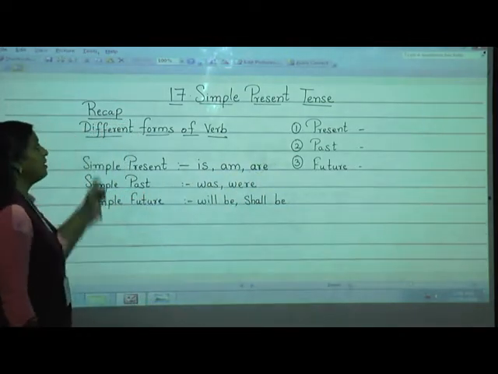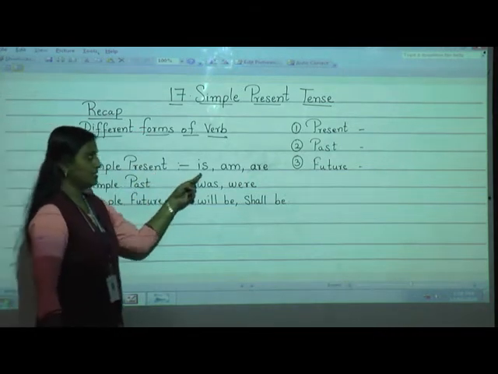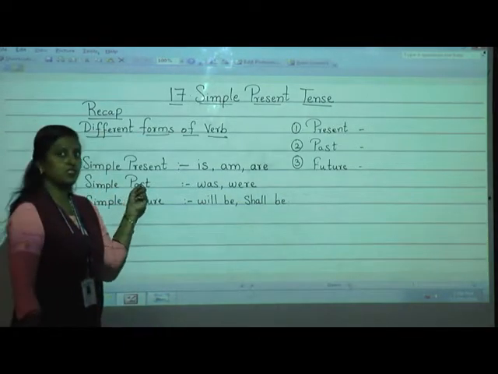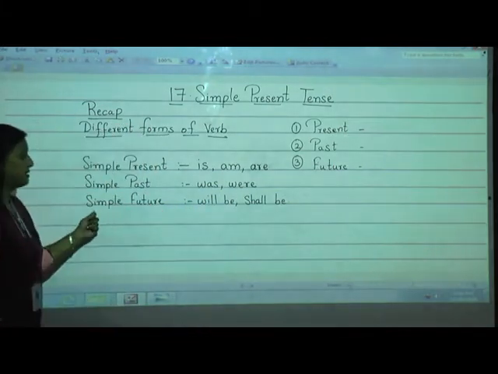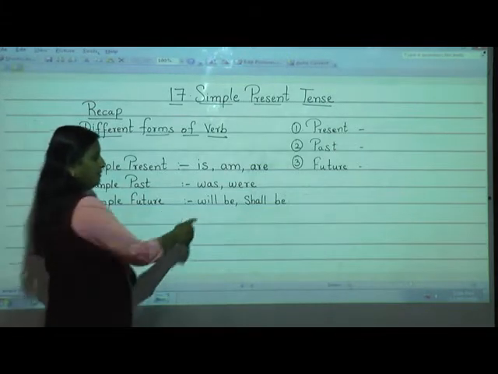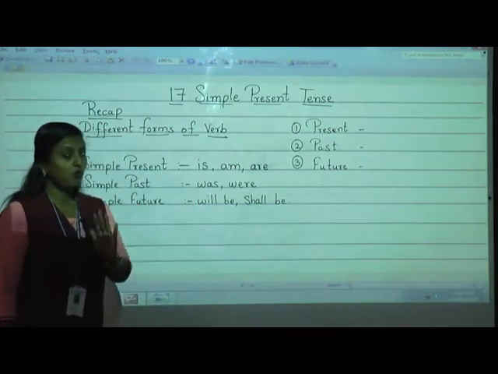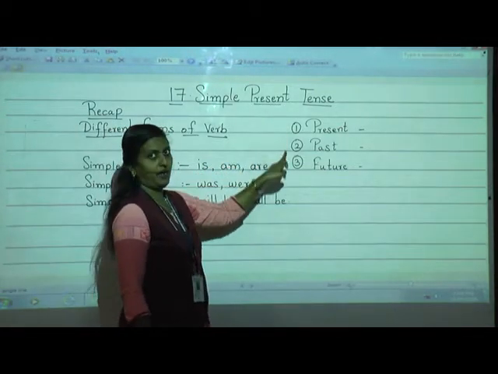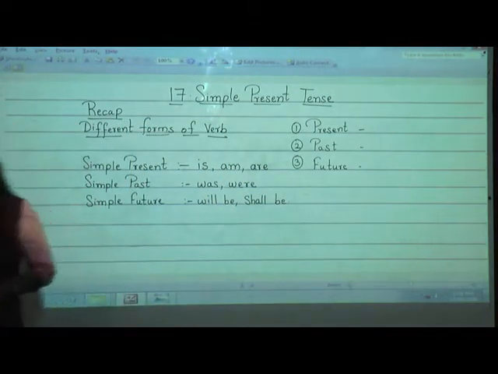Again I will repeat, students, what were the different forms of verb used for simple present? Is, am, are. Next, simple past. For simple past, what was the verb used? Was, were. Third was simple future. So what were the forms of verb used for future tense? Will be and shall be. So in the last session, lesson number 16, what did we learn, students? Yes, we learned about simple present, past and future, and these were all the different forms of verb used for these three types of tense.